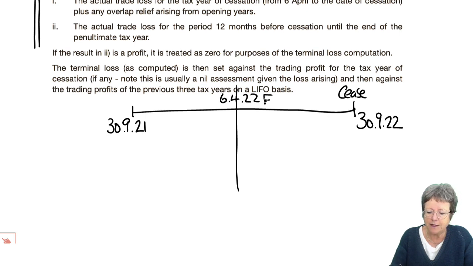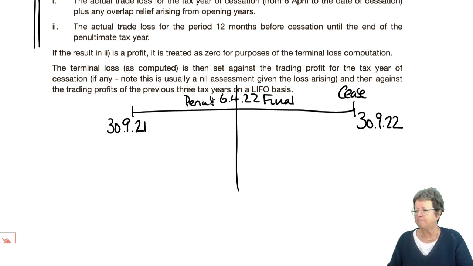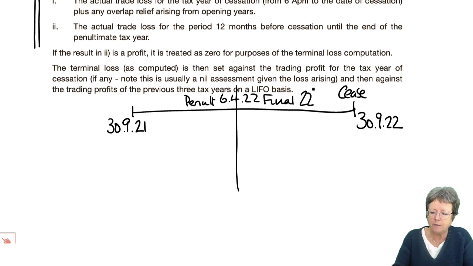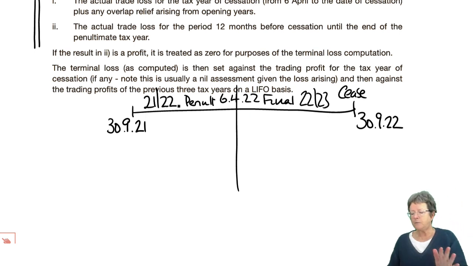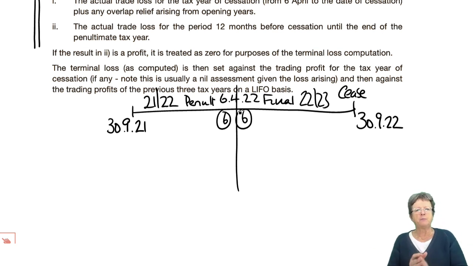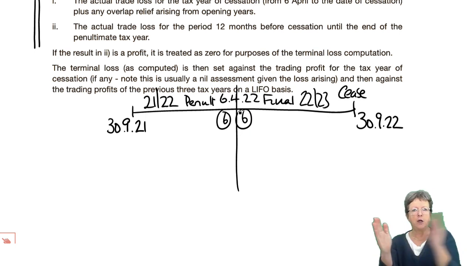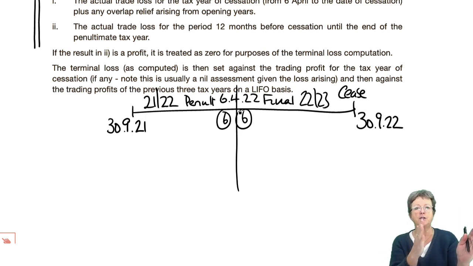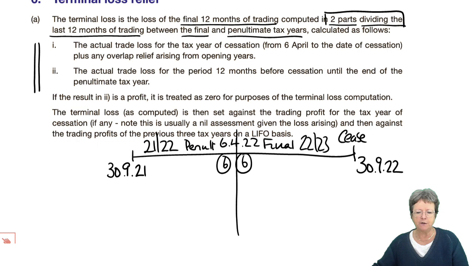So this is the final tax year, and this is the penultimate tax year. This is 22-23, and this is 21-22. Each one of those periods is 6 months long. I've chosen a simple example just to show you how. So, first thing you do, find out the cessation date, go back 12 months and split it with the tax year, wherever that may be. It may be 6-6, 3-9, 9-3, 1-11, split it. Okay, so that's what we need to do.